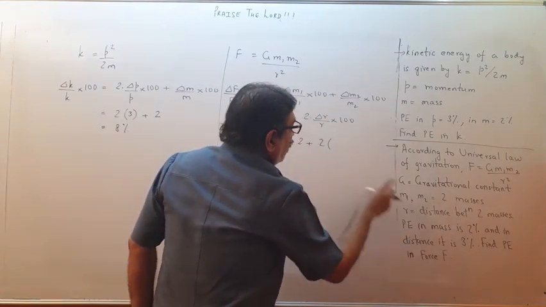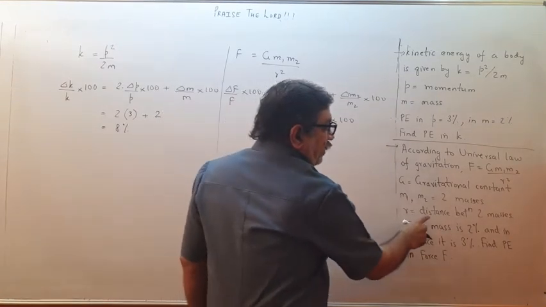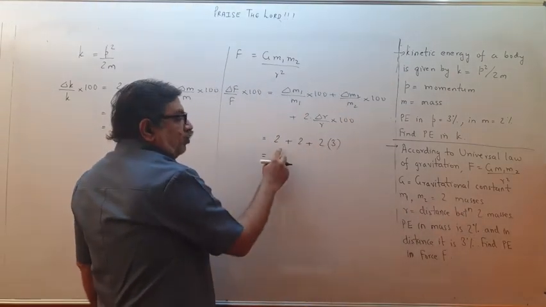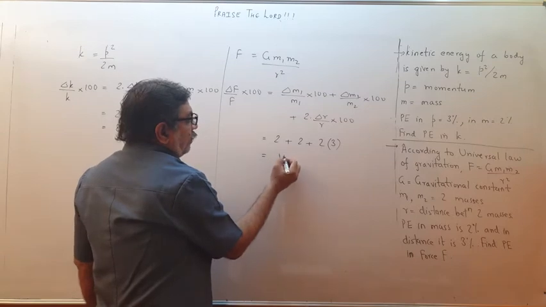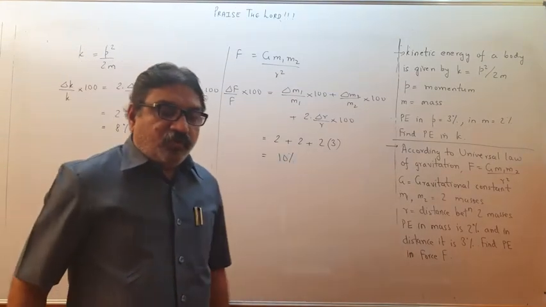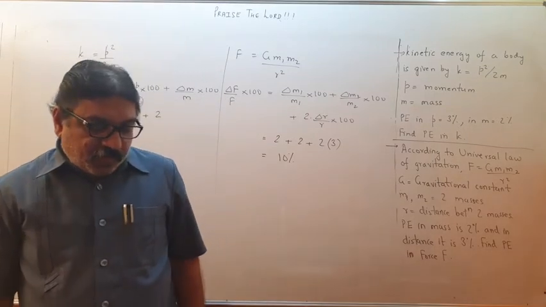And in radius, R means the distance between two bodies, how much is it? It is written, 3. So 2 plus 2, 4, 4 plus 6, 10. So 10% is the percentage error in measurement of force between the two masses. Please copy, children.